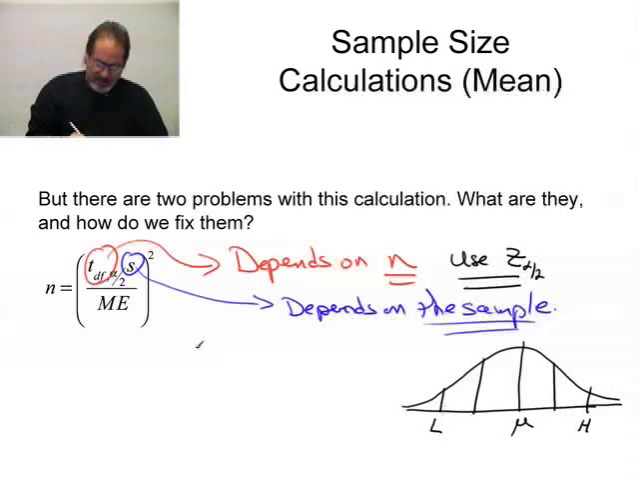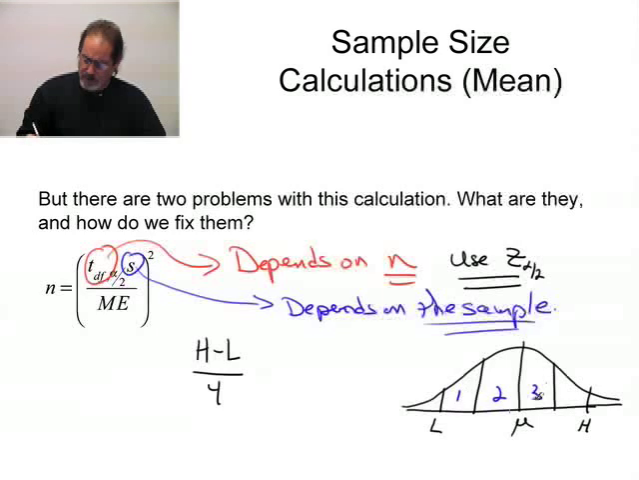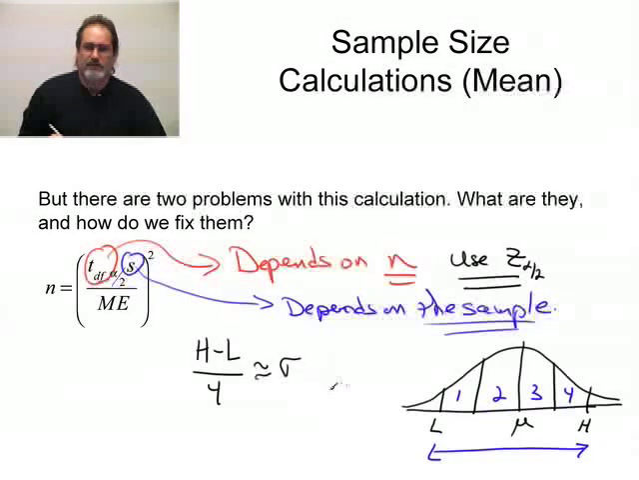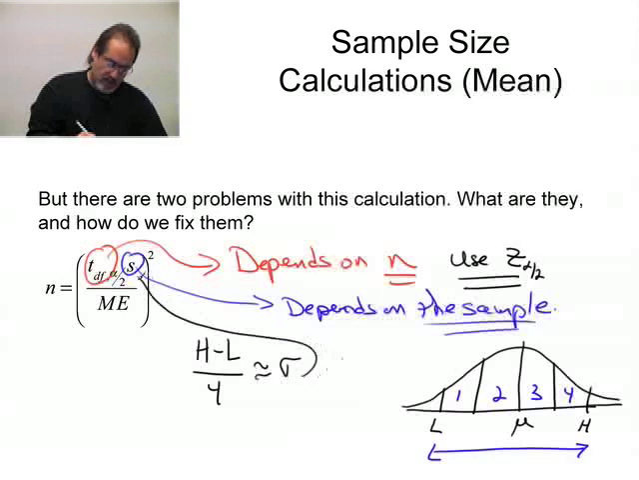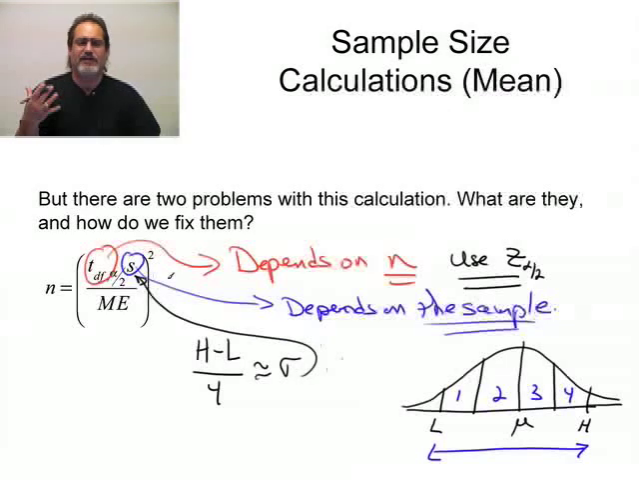So if I take a look at the high estimate, subtract the low estimate, and divide it by 4, because here's 1, 2, 3, 4, this total distance is actually 4 standard deviations. This should give me a pretty good estimate for what sigma is, which we can use in here. So what we need to do is have a way to come up with that high and the low, which sometimes is more of a guess than anything else.